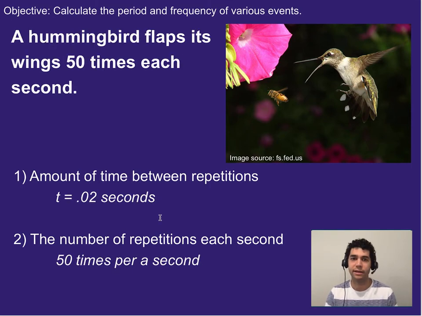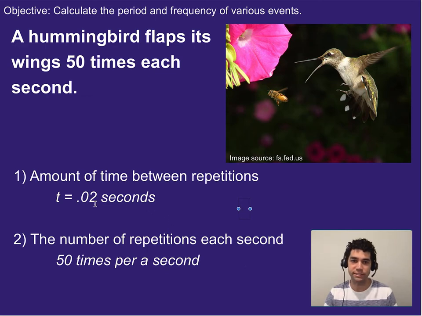Here's what I mean by that. Imagine, for example, we have a hummingbird. The hummingbird flaps its wings 50 times each second. We could talk about the time between each of those little flaps, which would be 0.02 seconds. Or we could talk about how many times that hummingbird is actually flapping its wings each second. Those are both measuring the speed, or how often the hummingbird is flapping its wings, but they're two different ways of framing it. And each one is valuable in different scenarios.